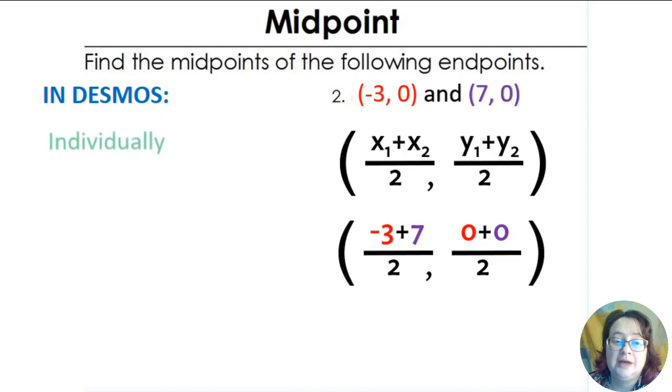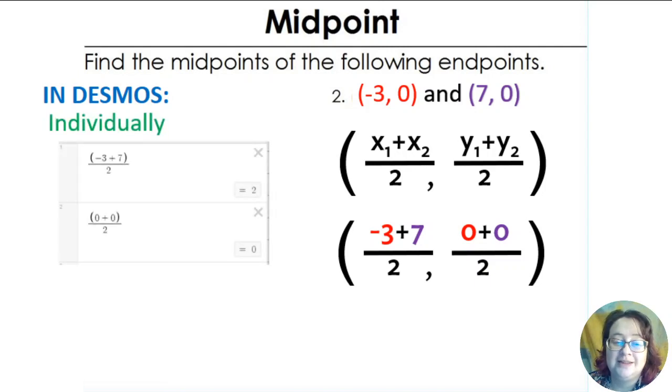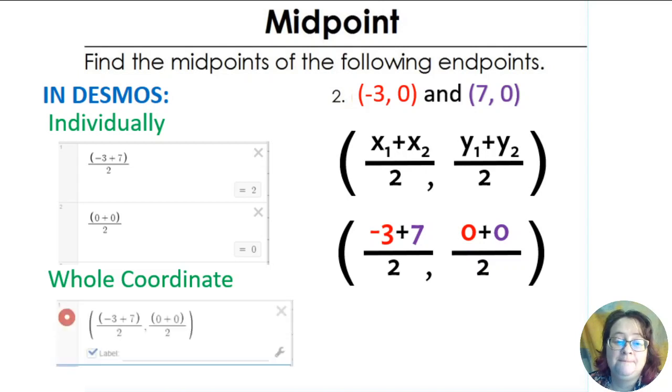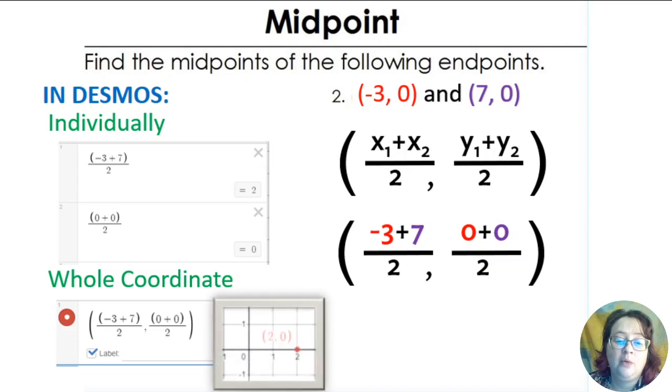In Desmos, I can do them individually, which would look like this. Or I could do the whole coordinate and type them in all at the same time. Mark label, which would give me that point on my graph. In both cases, I get the same answer of (2, 0).